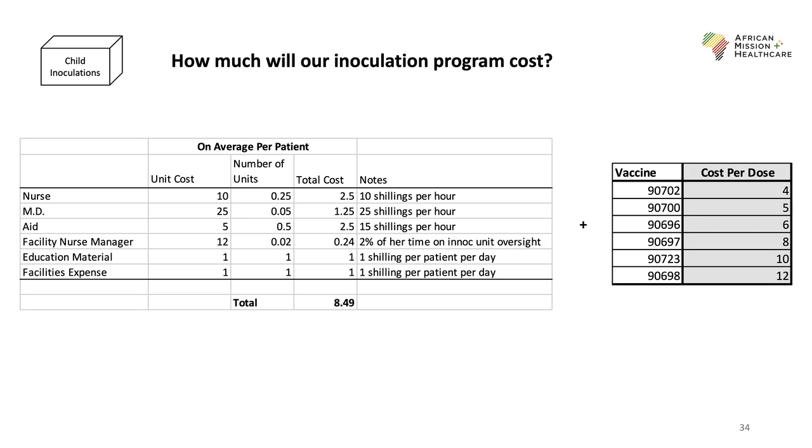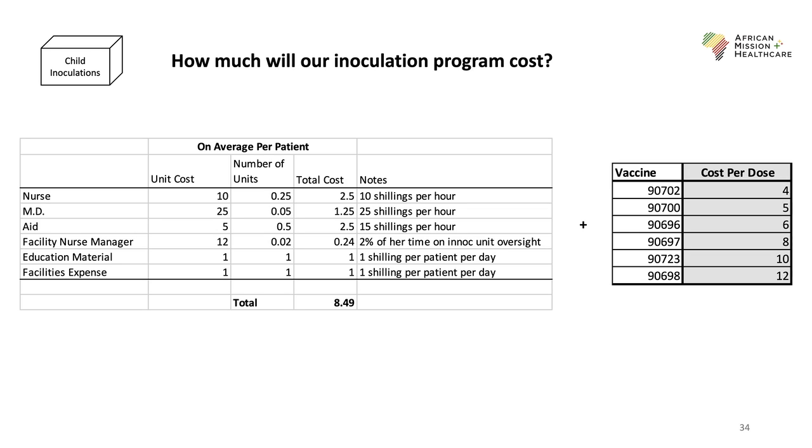So the doctor might cost $25 an hour or 25 shillings an hour for their time. On average, I'm going to expect to use just 0.05 of an hour, or about 3 minutes per patient, and the total cost of the doctor's time might be $1.25. I might have an aide involved. The aide might spend a half hour total with that particular patient. They might have the lowest cost of 5 shillings per hour, and so they might cost us 2.5 shillings.